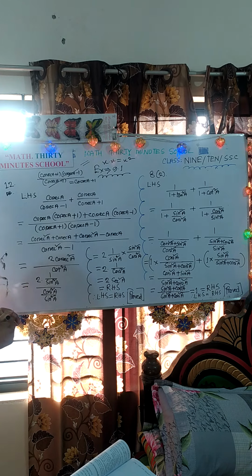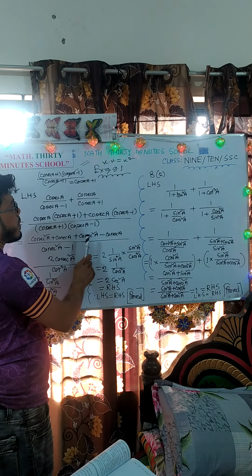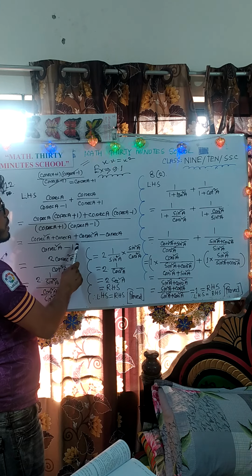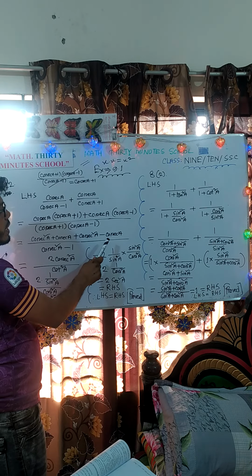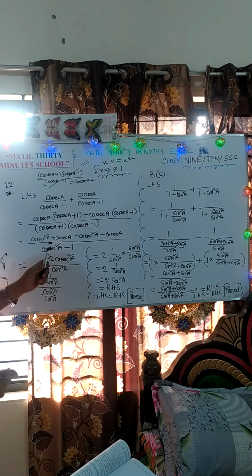Similarly, multiplying cosec A with cosec A, two same trigonometric ratios, we will get cosec square A first, and then multiplying cosec A with 1 equals cosec A. Similarly, we multiply cosec A with cosec A minus 1, and we have got cosec square A minus cosec A this time. Now adding and subtracting.